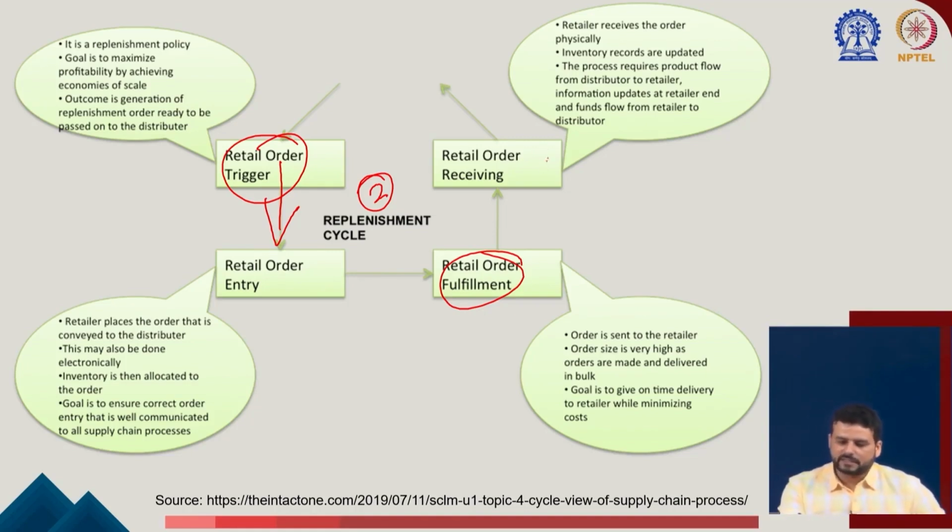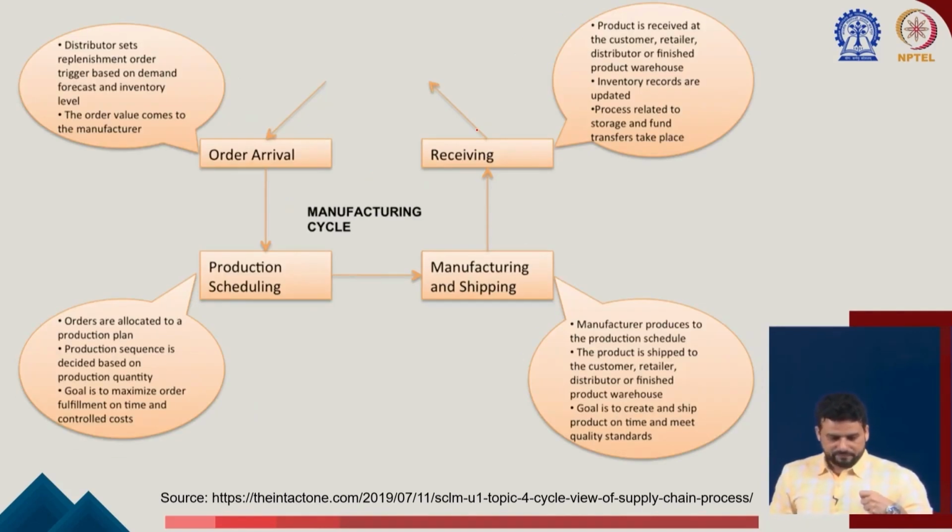And retail order receiving: finally all those 50 retailers will receive the order. So this is again a replenishment cycle, a series of cycles happening between these players, right? Then the third is the manufacturing cycle, which is happening between the distributor and the manufacturer.